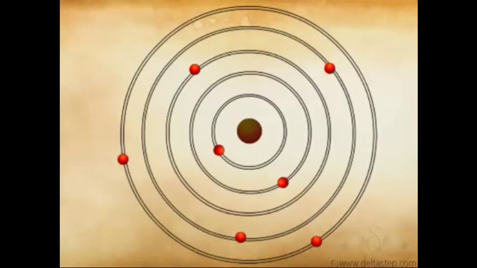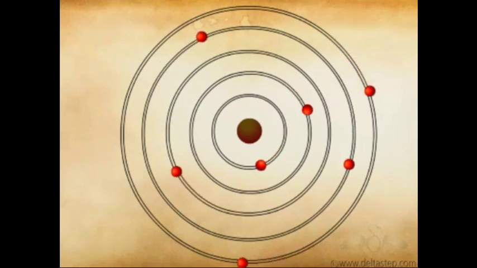So according to Niels Bohr's model, the electrons revolve around the nucleus in definite orbits. They revolve in these definite orbits in which they do not radiate energy. So only particular orbits are these paths in which the electrons revolve. Only particular orbits are allowed in which the electrons can revolve without losing energy.